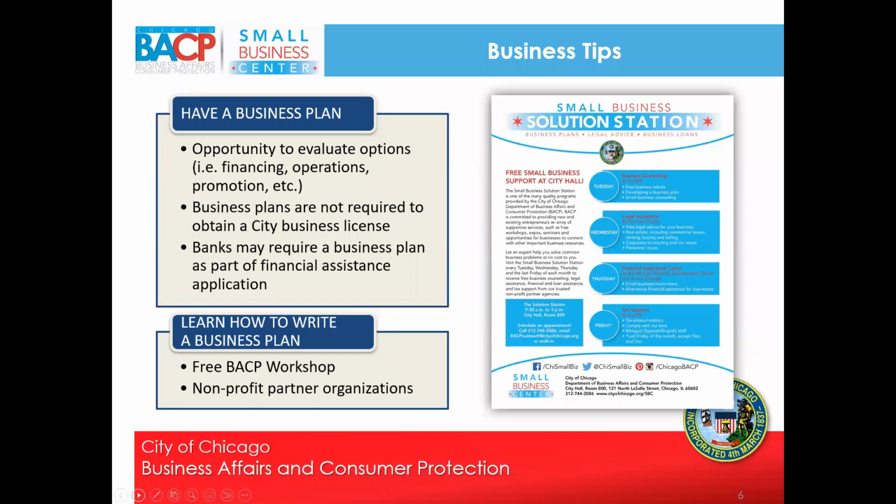Having a business plan helps you to evaluate your options, whether it's financing, operations, things of that matter. Business plans are not required in order for you to obtain a City of Chicago business license, but if you are seeking a loan through a financial institution, they may require you to have a business plan. Through our Small Business Center, we are able to connect you with the organizations that we work with that will help you put a business plan together. If it's something that you need to present to a bank, these are free workshops. And obviously we partner with our non-profit organizations in order to connect you with them. Next slide, please.